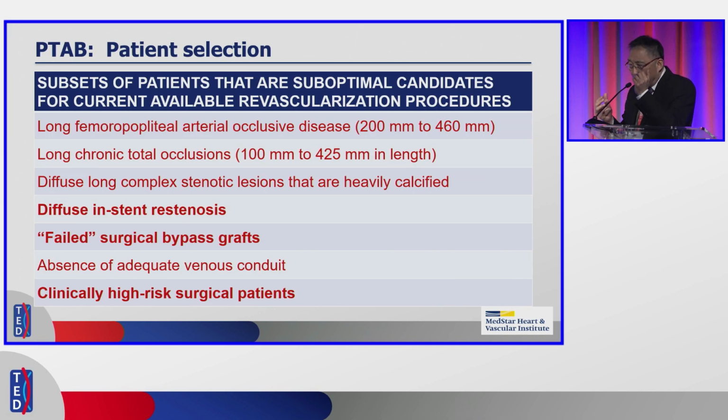So patient selection is very, very important. Long femoropopliteal disease, chronic total occlusion, long lesions. In my practice, because I'm biased, I just get referrals for this. It's usually mostly diffuse in-stent restenosis and a first failed surgical bypass, and of course, patients who are older and don't want to have surgery. So these are the patients that I get.